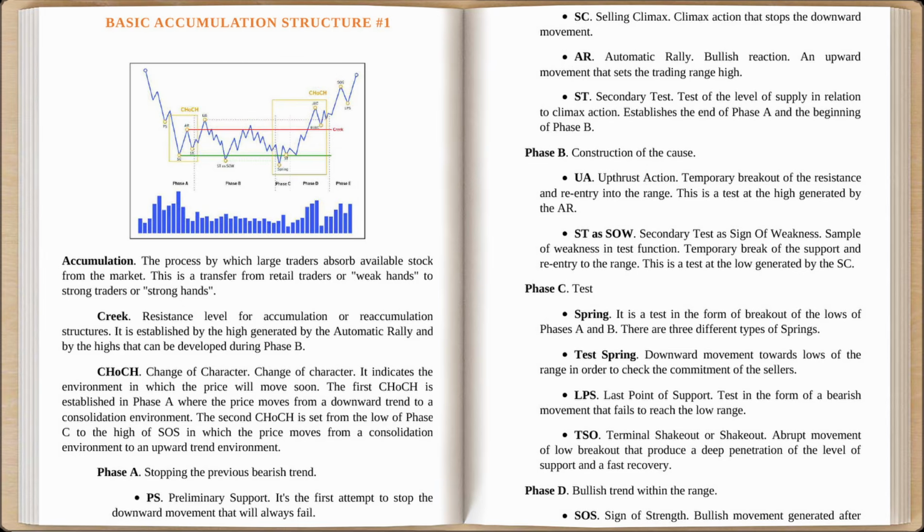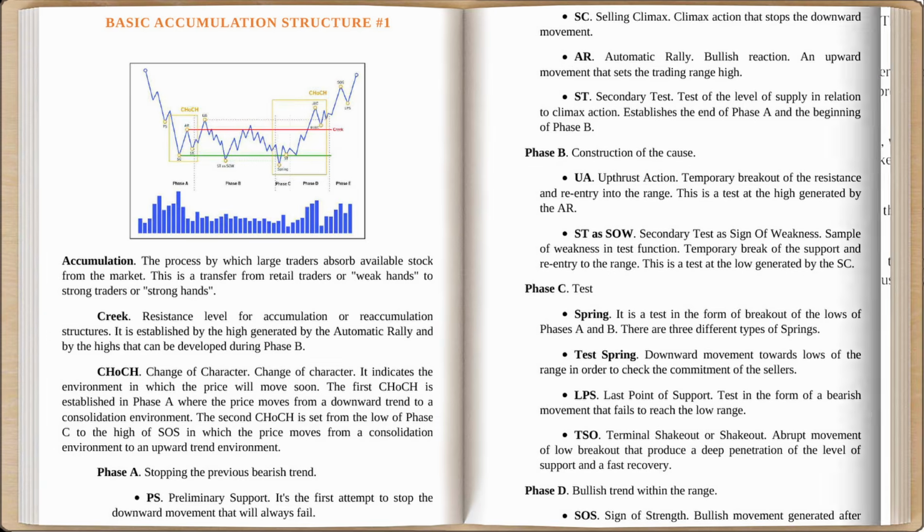Phase C, test, spring. It is a test in the form of breakout of the lows of phases A and B. There are three different types of springs. Test spring, downward movement towards lows of the range in order to check the commitment of the sellers. LPS, last point of support, test in the form of a bearish movement that fails to reach the low range. Terminal shakeout or shakeout, abrupt movement of low breakout that produces a deep penetration of the level of support and a fast recovery.